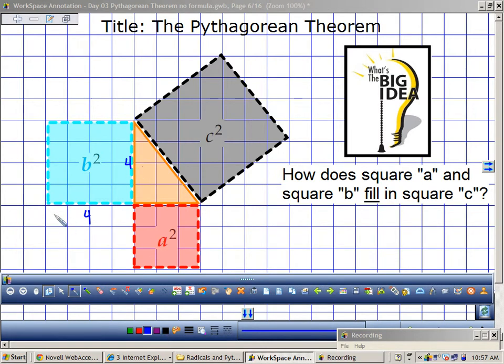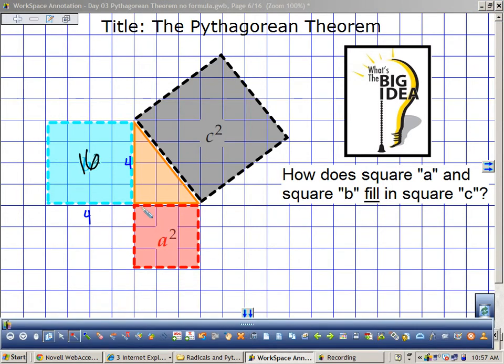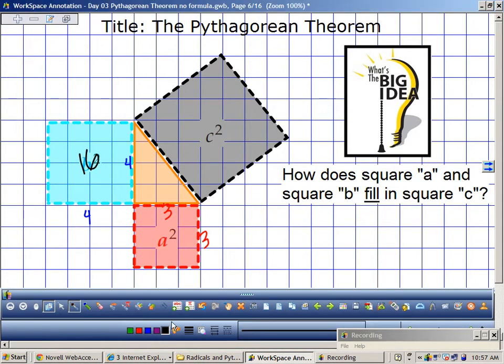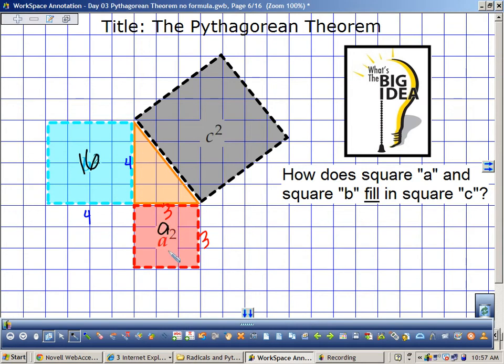Count the squares. 1, 2, 3, 4. Right? So if this is a 4 by 4 square, the area inside of the square is how much? 16. Let's count this one. This side is 3. That means this side is 3. So the inside of this square is 9.